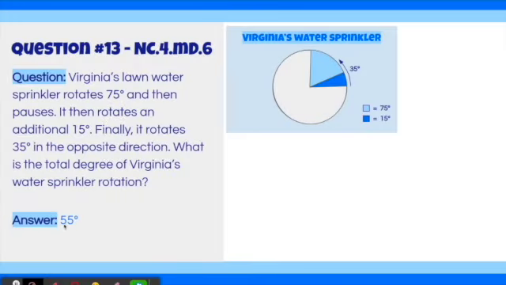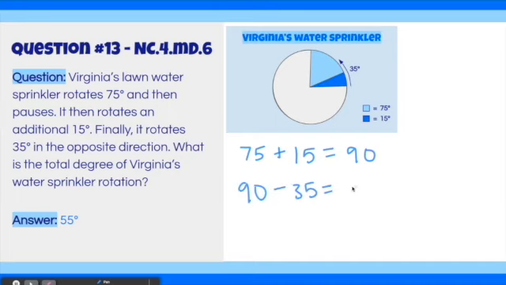So this is a diagram you can use to visualize Virginia's water sprinkler. But we're just going to use simple arithmetic to solve this question. So we know that from 0, it rotates 75 degrees and then another 15. And when it rotates in the same direction, you're just going to add it. So 75 plus 15 is 90. And then we know that it rotates 35 degrees in the opposite direction. So when it rotates the opposite way, you're going to subtract it. So you're going to do 90 minus 35, and when you do that, you'll be left with 55 degrees.